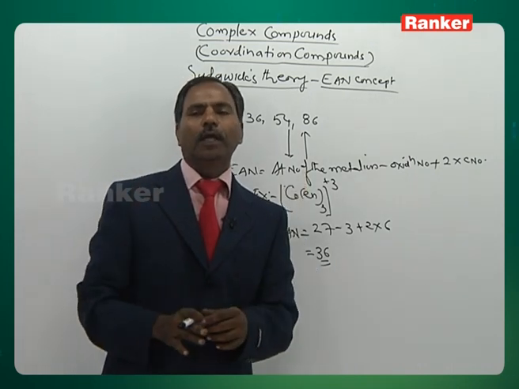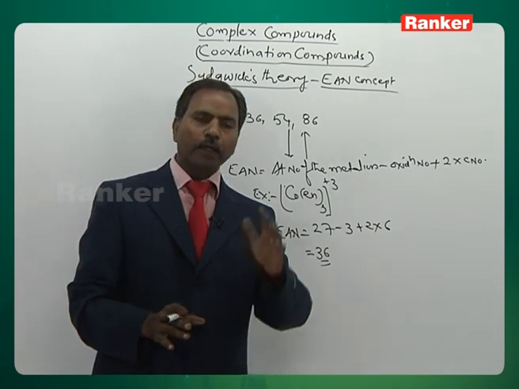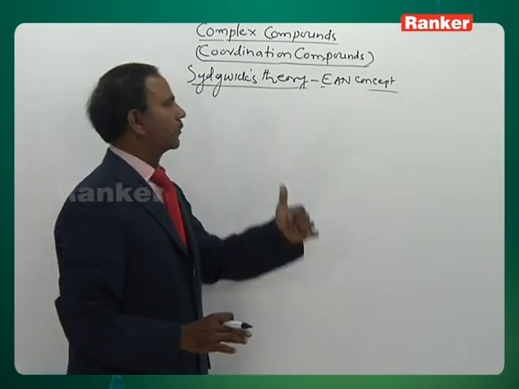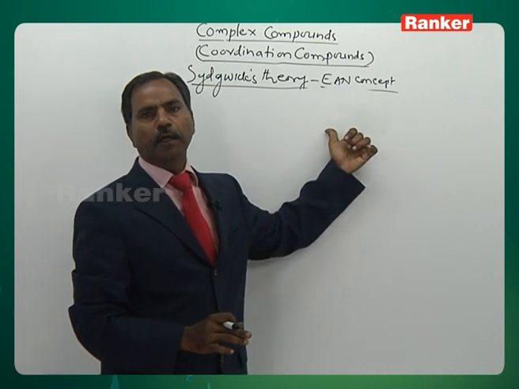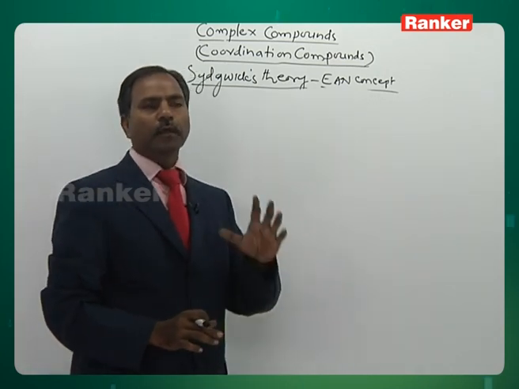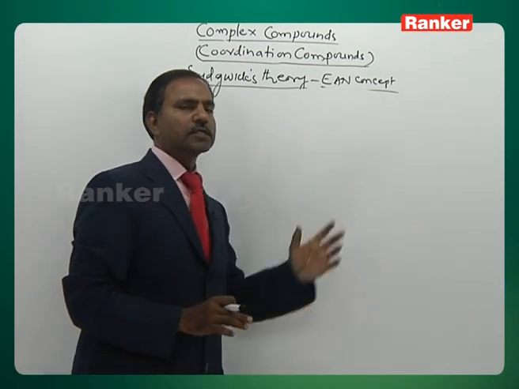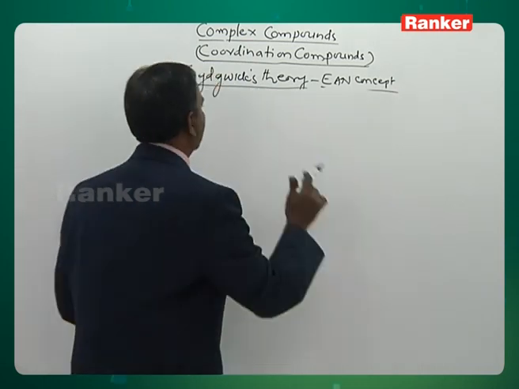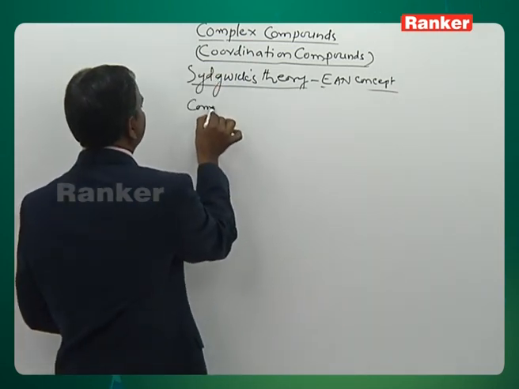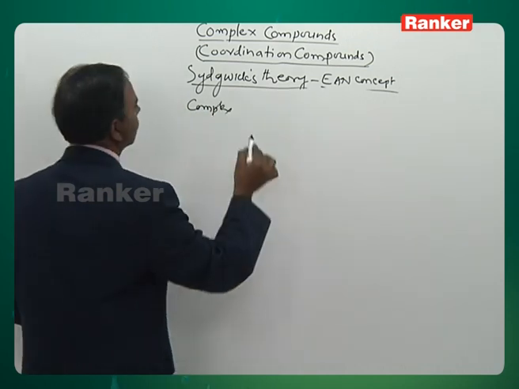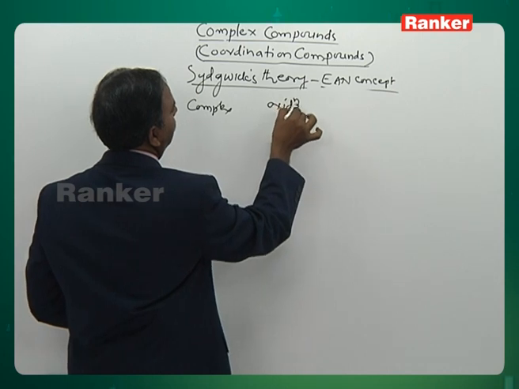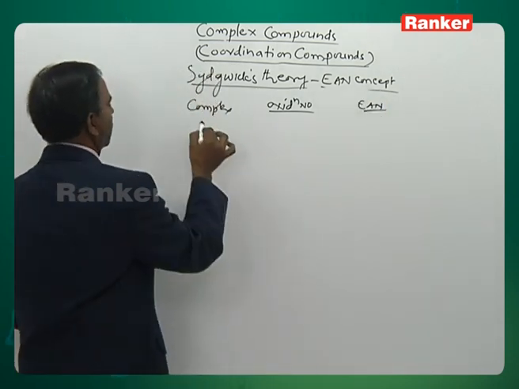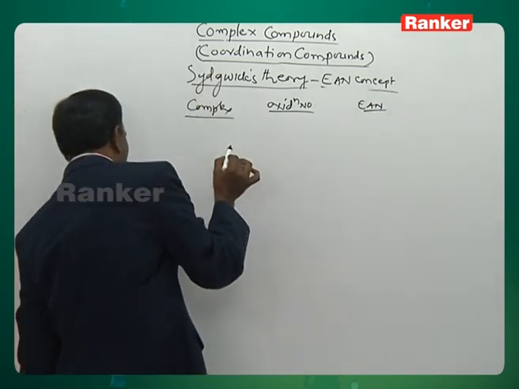Let me show how to calculate the effective atomic number of any given complex in the examination. Let me make a table here with complex, oxidation number and EAN. For this, you should compulsorily know how to calculate the oxidation number, which has already been given. The oxidation number is important.